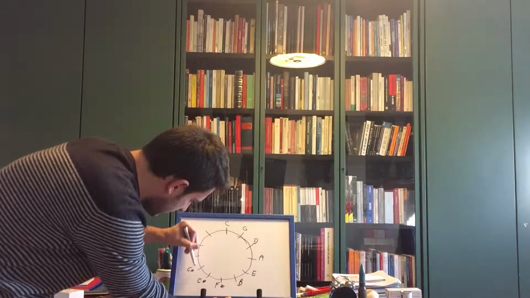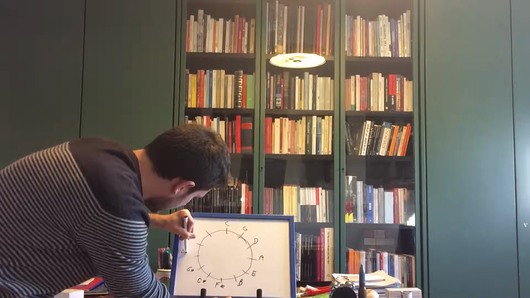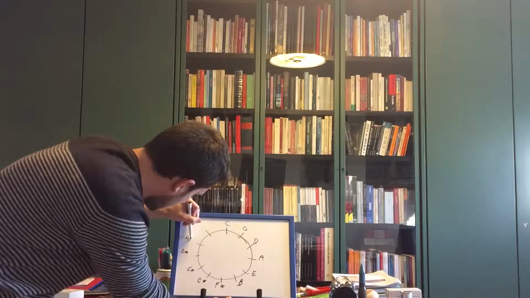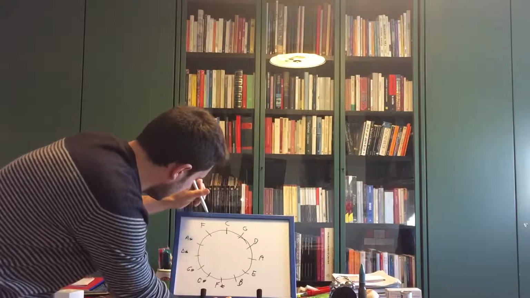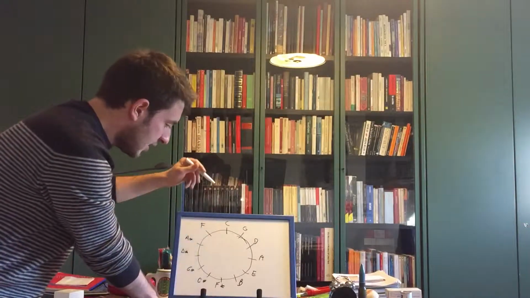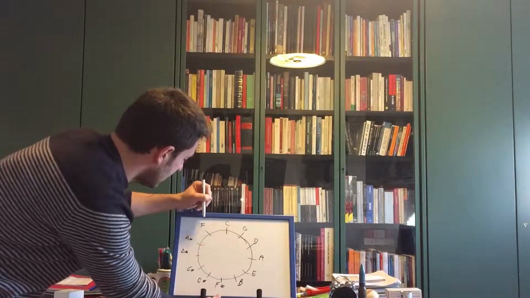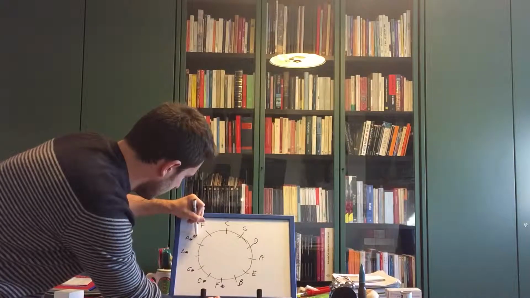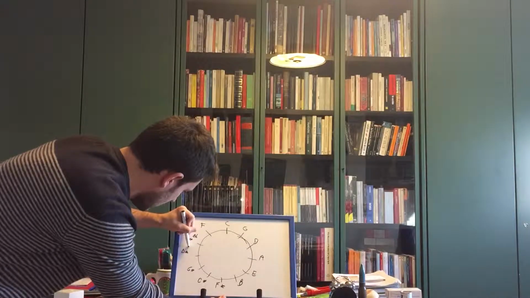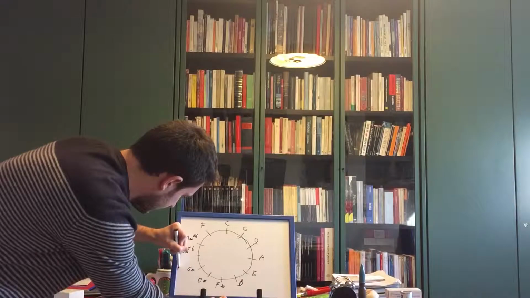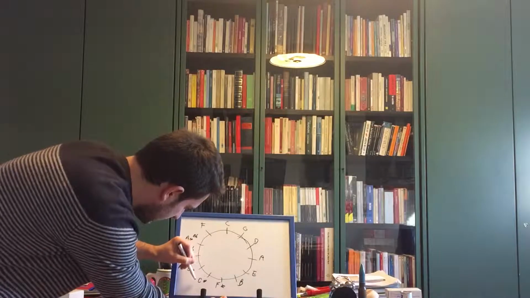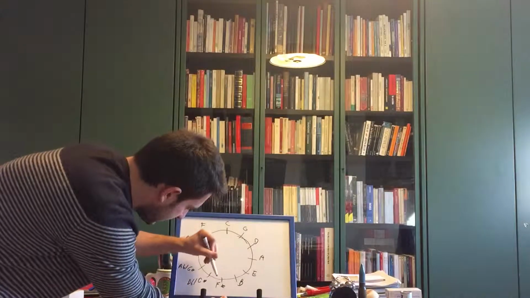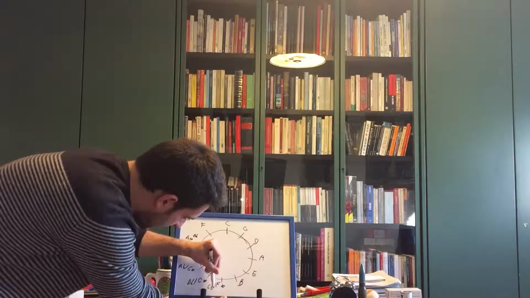G sharp, D sharp, A sharp, and F. This is the same with the flats. So we have C, F, B flat, E flat, A flat, D flat, and G flat.